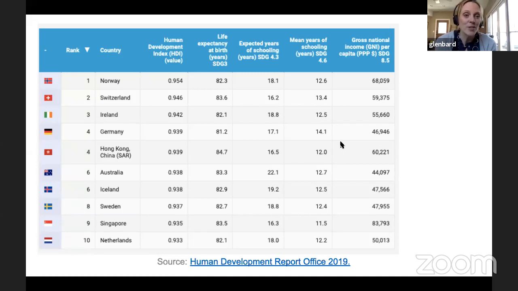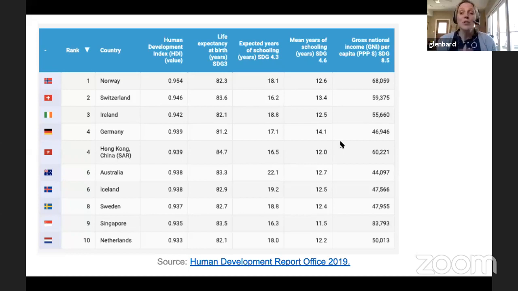Take a look at the countries: Norway, Switzerland, Ireland, Germany. I'm going to skip a couple. Iceland, Sweden, Netherlands. Holy cow, what is Europe doing, right? There's some things we could learn from Europe. Hong Kong, remember who ruled Hong Kong for 99 years. A little shout out to some of our students that are in Hong Kong right now. I know one of my friends is a teacher over there. But take a look at Australia and Singapore.